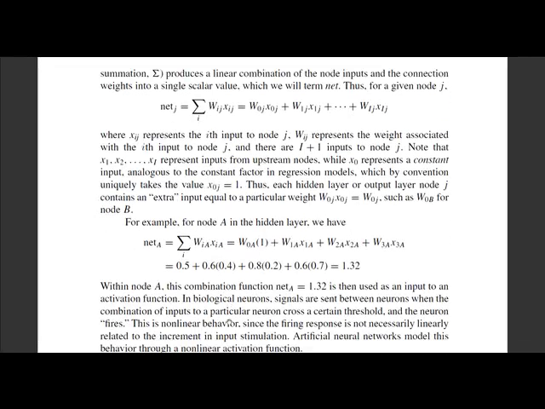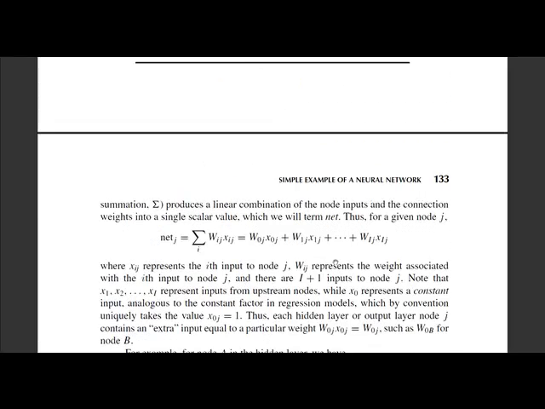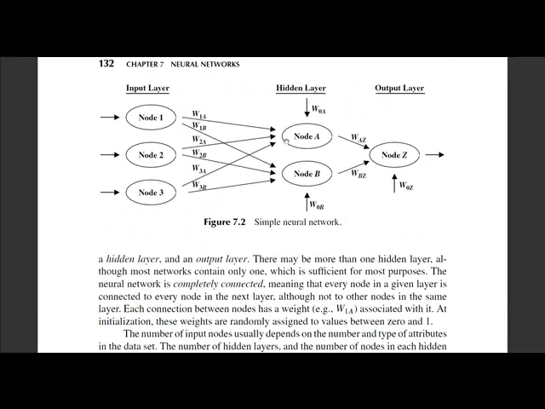Within node A, this combination function net A equal to 1.32 is then used as an input to an activation function. So we just said that's what's going into the node. So what's going into the node is 1.32. And then we're going to process that 1.32 in here and then spit out some result as an output to this node, and do the same thing, multiply that new output times this, and so on for all the nodes. So how do we process this input?